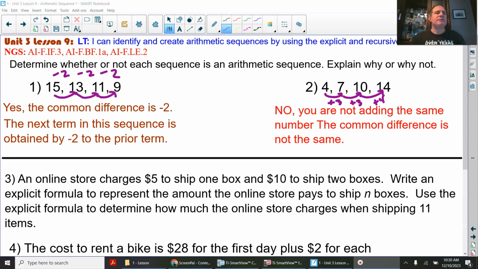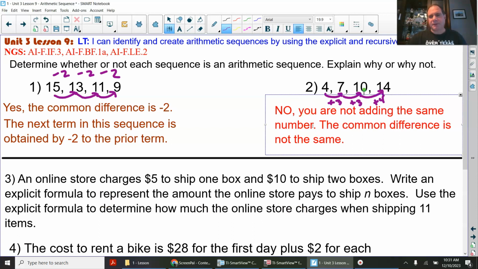So take a look at your answers. The first one, the common difference is -2. The next term in the sequence is obtained by subtracting 2 from the prior term, so it is an arithmetic sequence. For the second one, you're not adding the same number. The common difference is not the same, so it is not an arithmetic sequence.